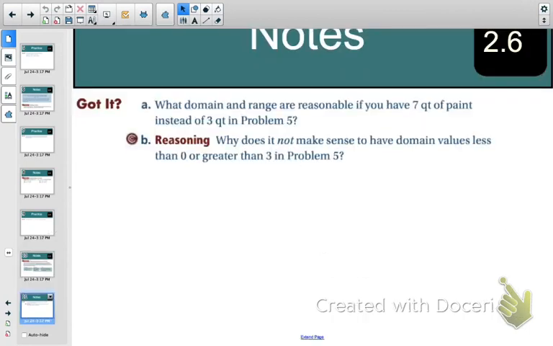Okay, last one. What domain and range would be reasonable if you had 7 quarts of paint instead of 3 quarts of paint? Okay, so I'm going to let you guys figure that out. So go ahead and try this, and you can pause it in 3, 2, 1, pause.